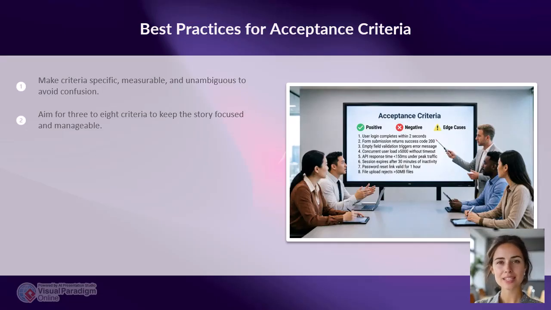Having too many criteria often signals that the story is too large. Aim for a sweet spot of 3 to 8 points to ensure the story remains small enough. Don't just test the happy path. Include scenarios for invalid inputs, edge cases, and performance requirements to ensure the feature is robust in all situations.